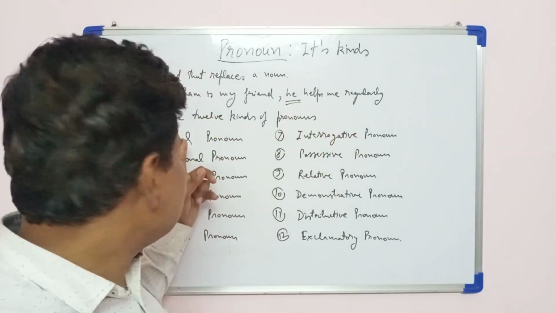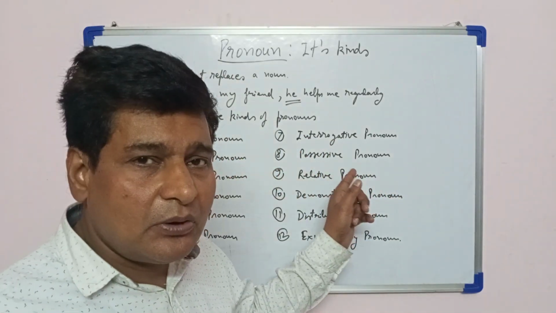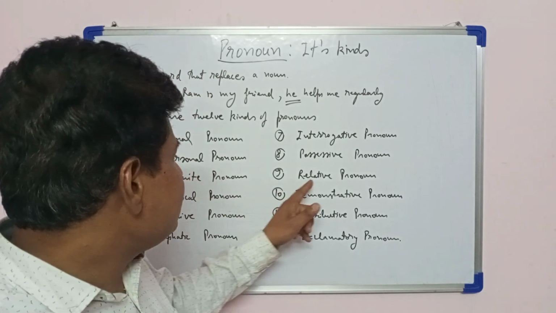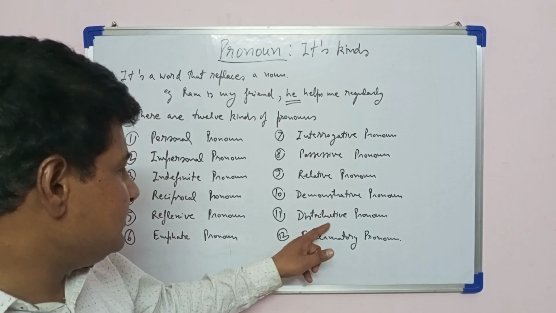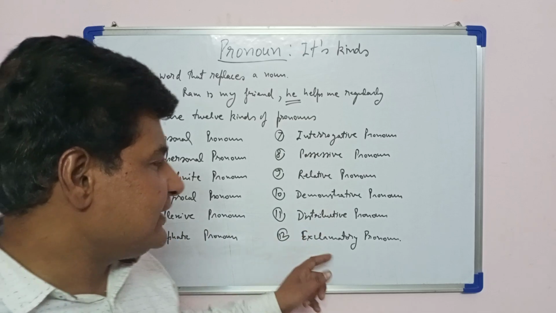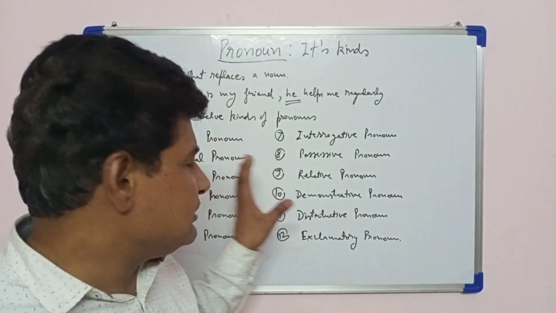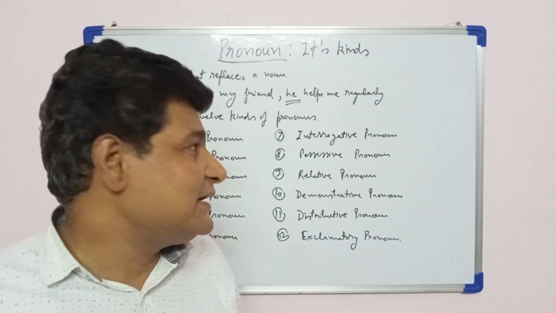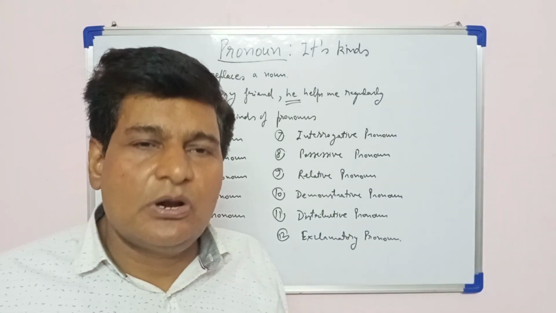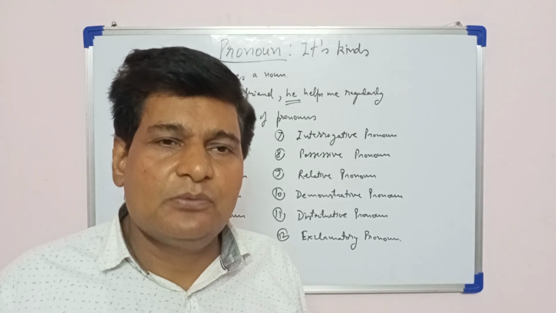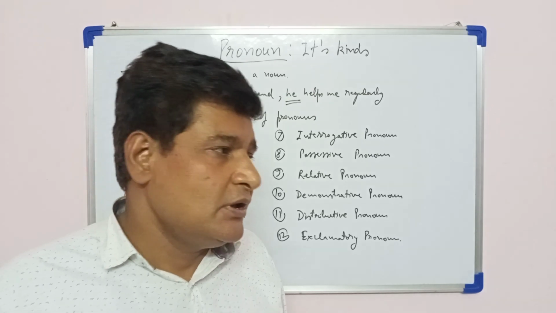There are 12 kinds: personal pronoun, interrogative pronoun, impersonal pronoun, possessive pronoun, indefinite pronoun, relative pronoun, reciprocal pronoun, demonstrative pronoun, reflexive pronoun, distributive pronoun, emphatic pronoun, and exclamatory pronoun. So you just notice that these are the 12 kinds, and now we are going to understand the first one, and this is a very important one, the personal pronouns. Let's understand what personal pronouns are, how they are used, and what their categories are. There are so many personal pronouns.